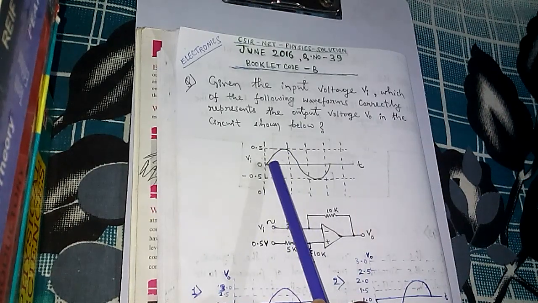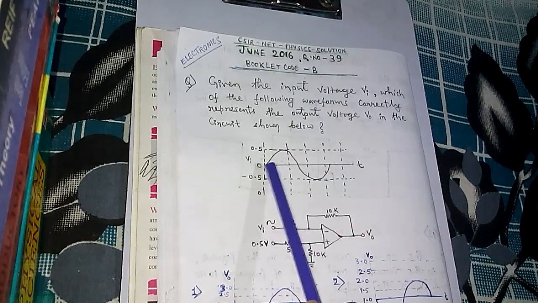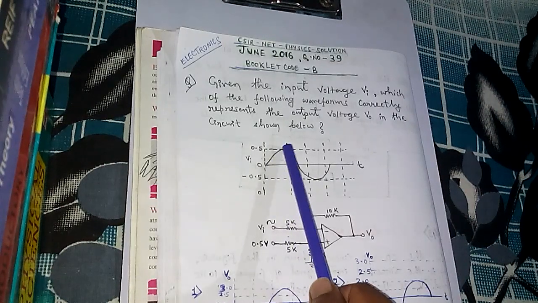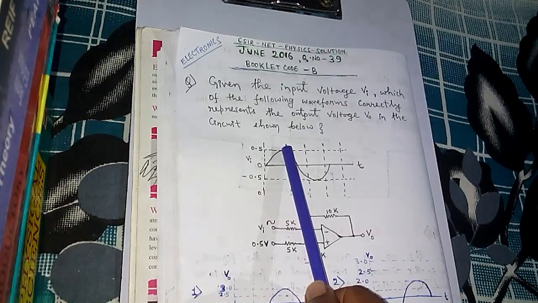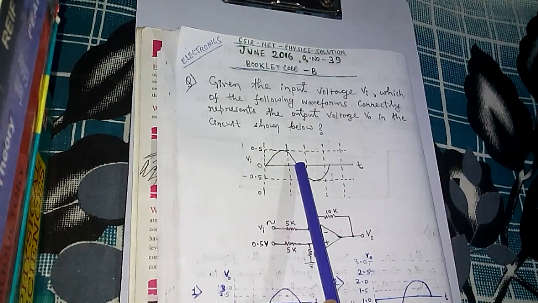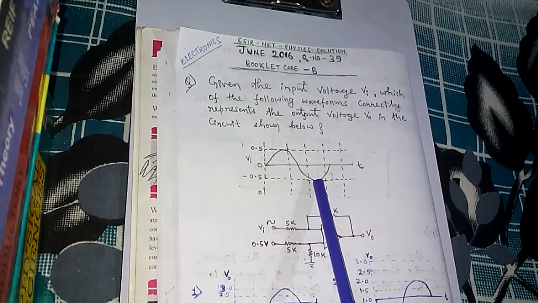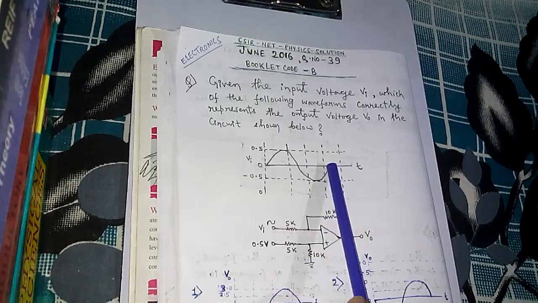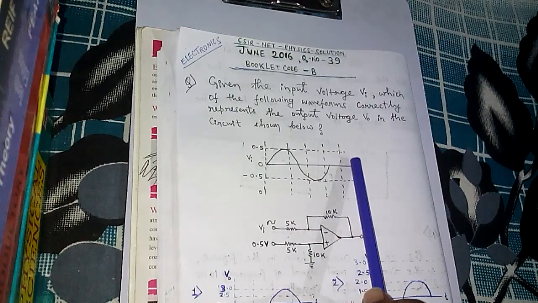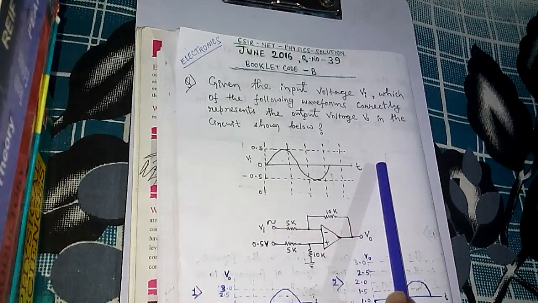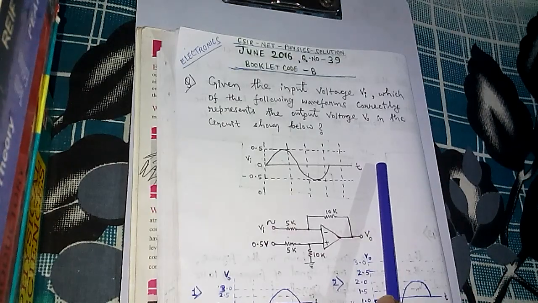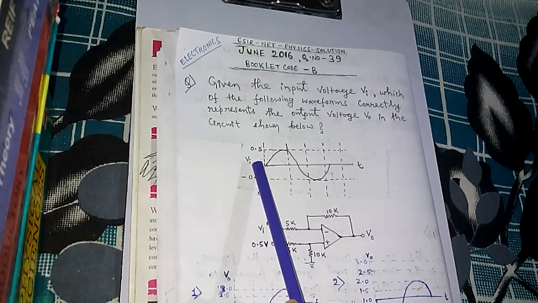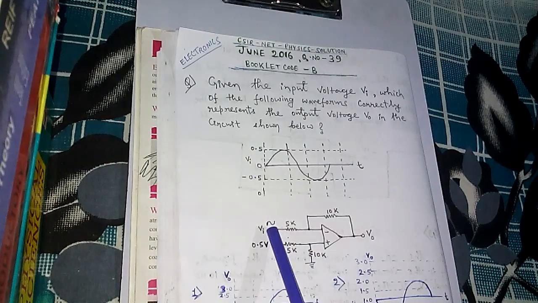You can see at time t equal to 0 the voltage is 0, and after a time the input voltage becomes maximum, 0.5 volt, then it becomes 0, then minimum, minus 0.5, and then 0 again, and it goes like this: maximum, 0, minimum, 0 again. That means our input voltage Vi is changing with time. It is not constant. It is different at different times.